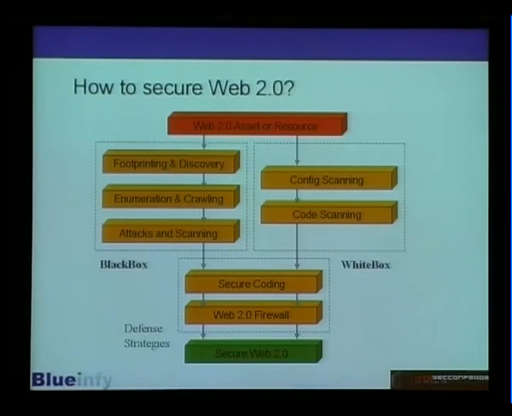By both methods, or following one over the other, you try to determine a list of vulnerabilities, and then you apply secure coding or a Web 2.0 kind of firewall, where you are filtering your traffic for 2.0, and eventually you get your resource secured.